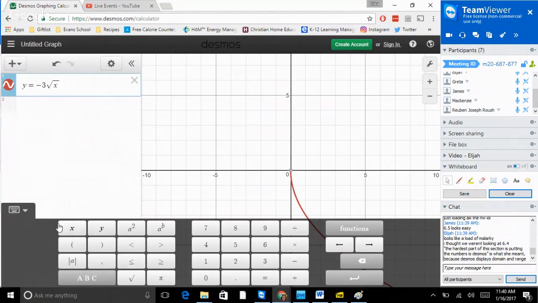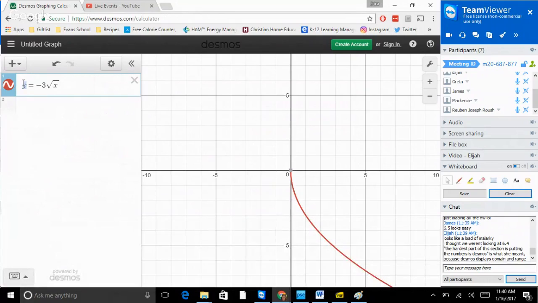All right. Okay. I just had a thought. I wonder if you can do f of x. Oh, okay. Desmos is cool with that. Other graphing calculators are not. All right. Hardest part of this is putting it in Desmos.